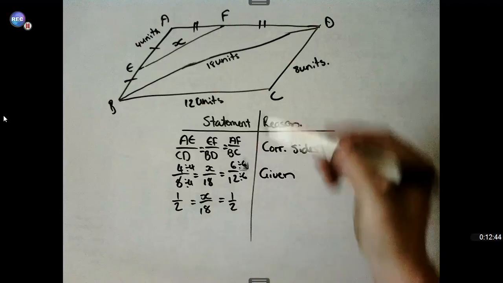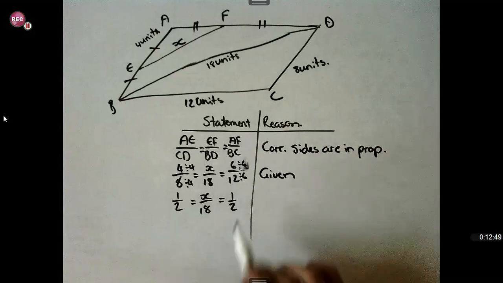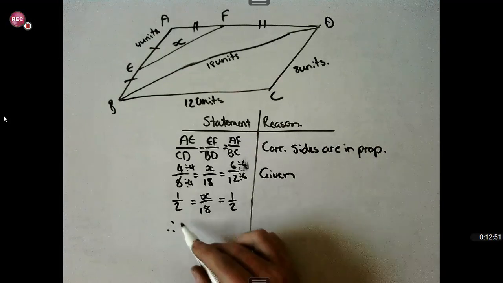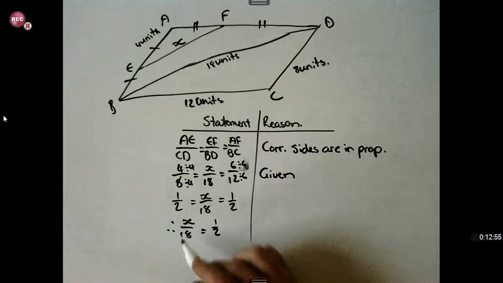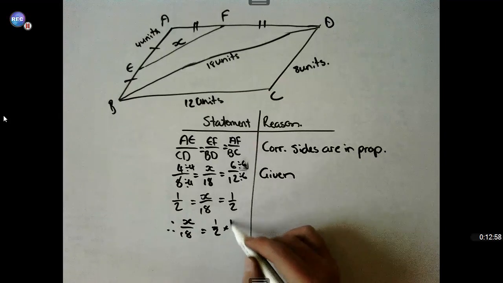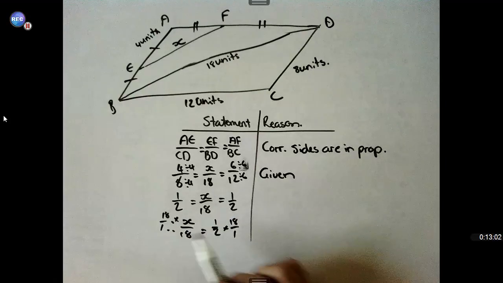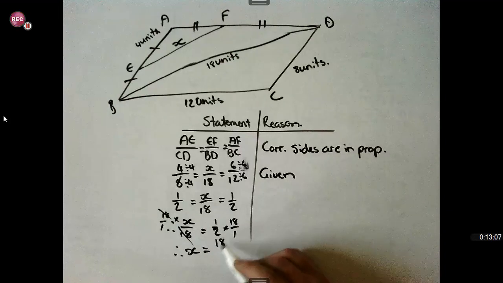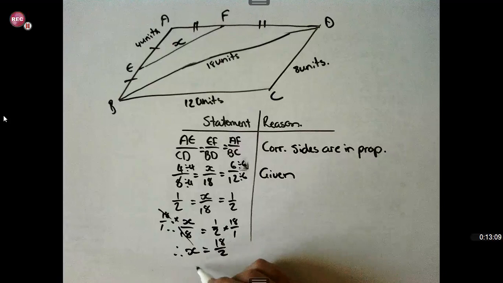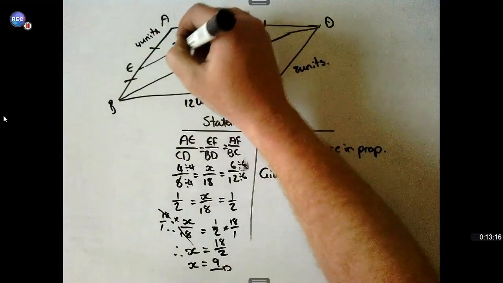So your entire ratio, all the sides, should be a half. I can work with one of them, so I can now say x over 18 is equal to a half. I need to get rid of 18, so I multiply both sides by 18 over 1. These cancel out, therefore x is equal to 18 over 2. So x is equal to 9 in this case, 9 units.